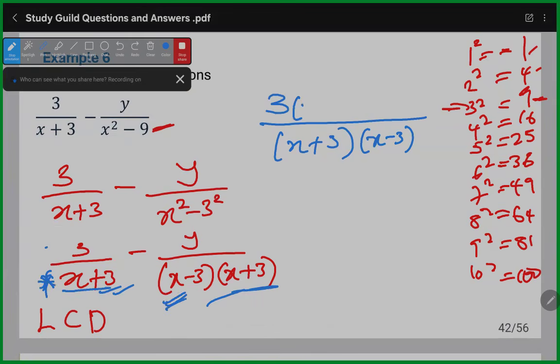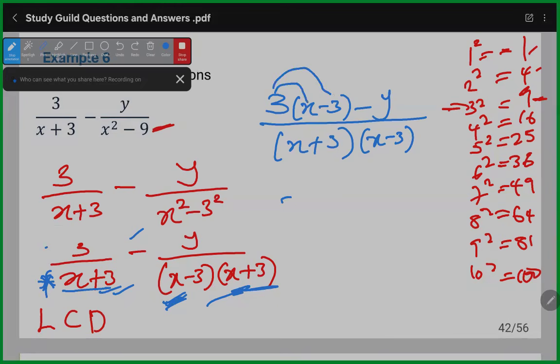So I'll now multiply it by x minus 3. Then my minus, I'll put minus here, then y. So for y, I have x minus 3, x plus 3, so it remains the same. So what do I do? I will now expand. I will use 3 to multiply this.